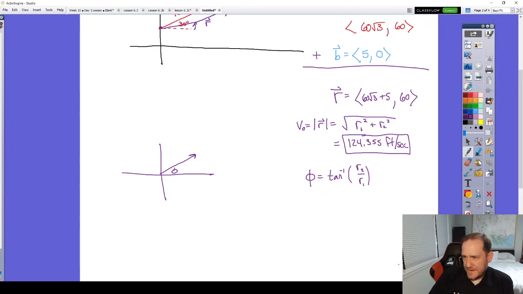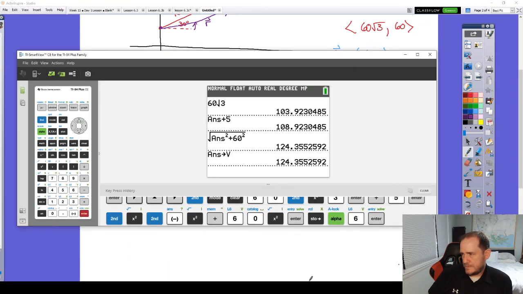When we find phi, phi is also our direction, theta. So we won't have to do anything to this. It'll just be good to go. Now I'm feeling really sad because I never actually saved this value. I want that 108. That 108 is our R1. That's our horizontal component. So let me just grab it and get it in.